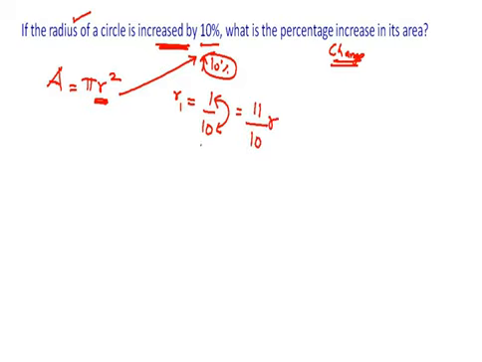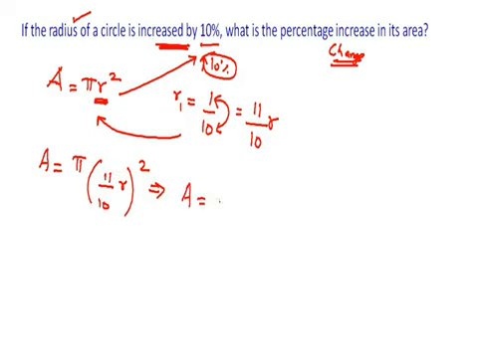So now let's apply this new radius in this formula. So area of the new circle because of the change in radius is going to be pi multiplied by 11 upon 10 r the whole square. Now if we try to expand the values, let's see what happens. So we'll be getting 11 square is 121, 10 square is 100. So the area is going to be 121 upon 100 pi r square, right?